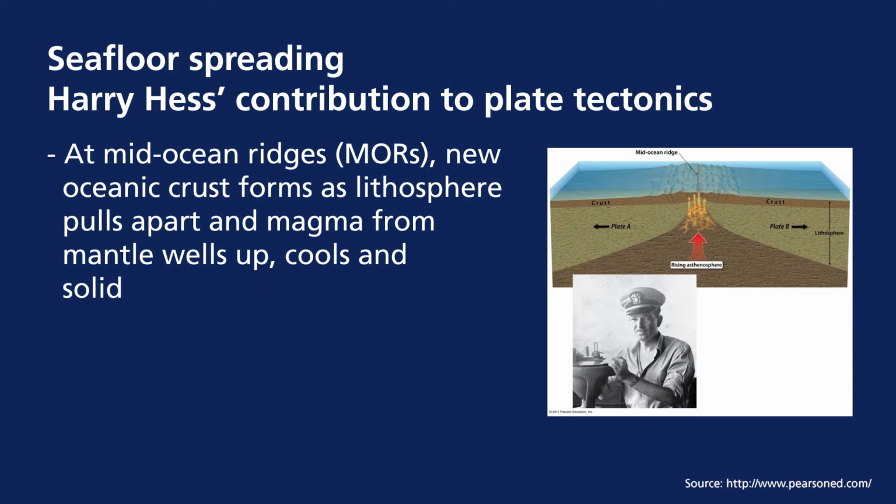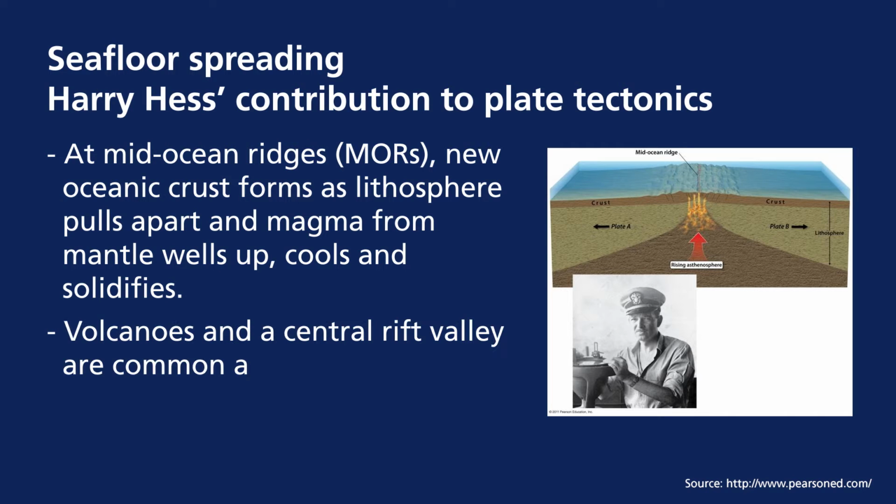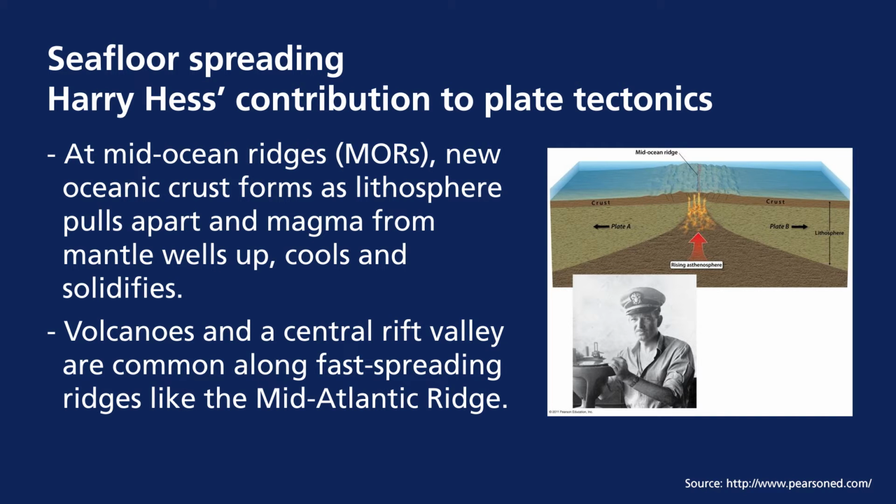He also noticed the mid-ocean ridges, where new oceanic crust forms, as the lithosphere, which is the upper part of the mantle, goes upward, and the mantle wells up, cools, solidifies, and separates. Volcanoes and a central rift valley are common among these fast-spreading ridges. A very good example of this is the Mid-Atlantic Ridge.